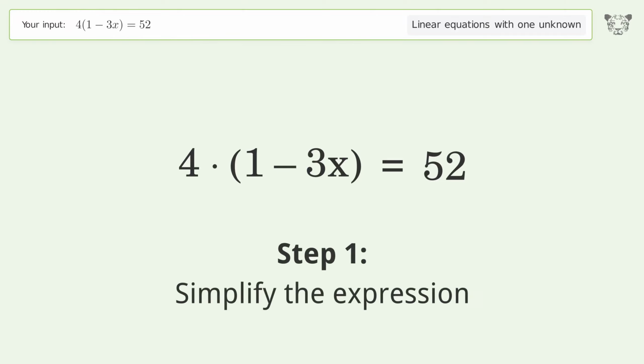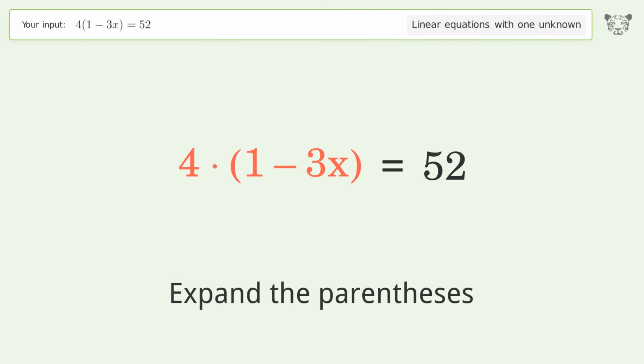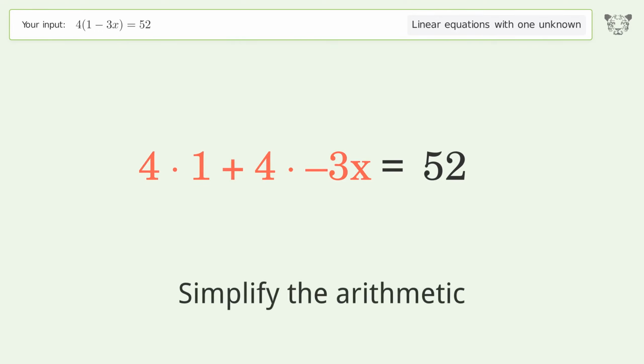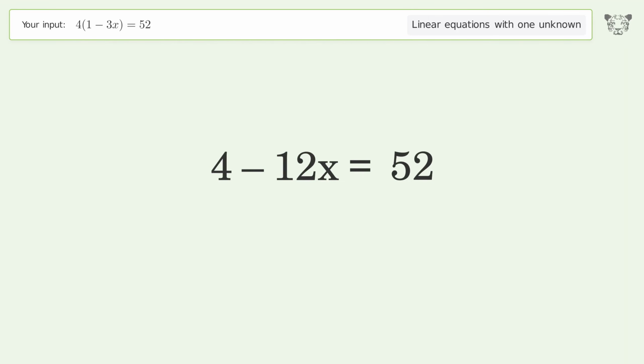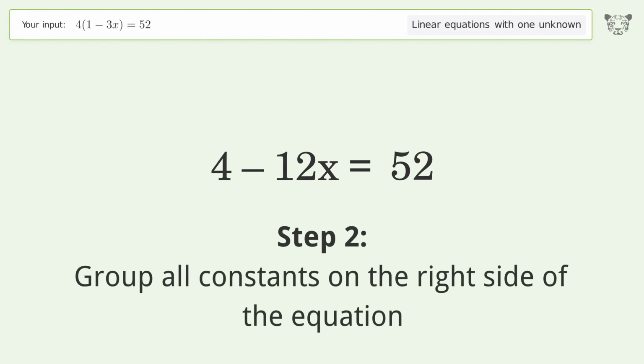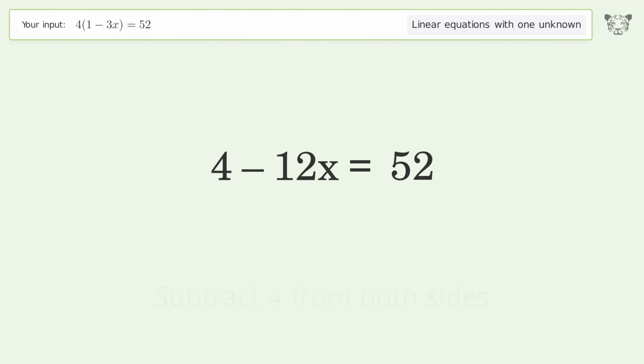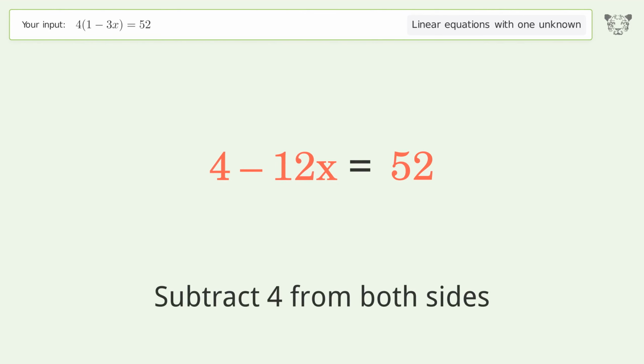Simplify the expression. Expand the parentheses. Simplify the arithmetic. Multiply the coefficients. Group all constants on the right side of the equation. Subtract 4 from both sides.